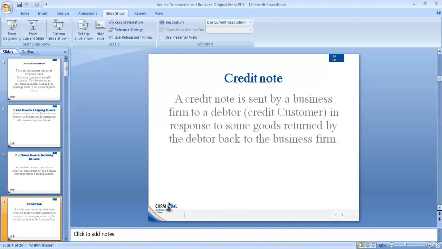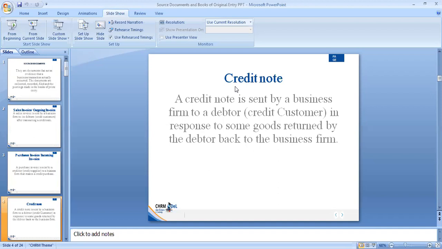Once the goods have been returned, the business is going to prepare a document we call a credit note. A credit note is meant to correct an overcharge. An overcharge means that we sold the goods to a customer, and once those goods were delivered, the business issued what we call an invoice, and the invoice captured everything that was delivered to the customer.